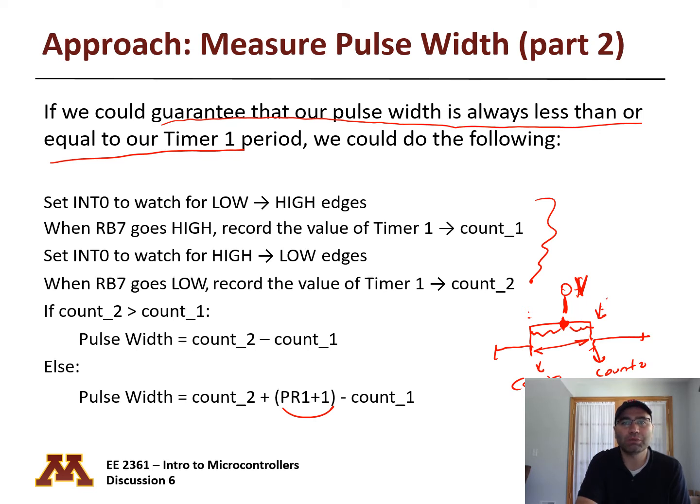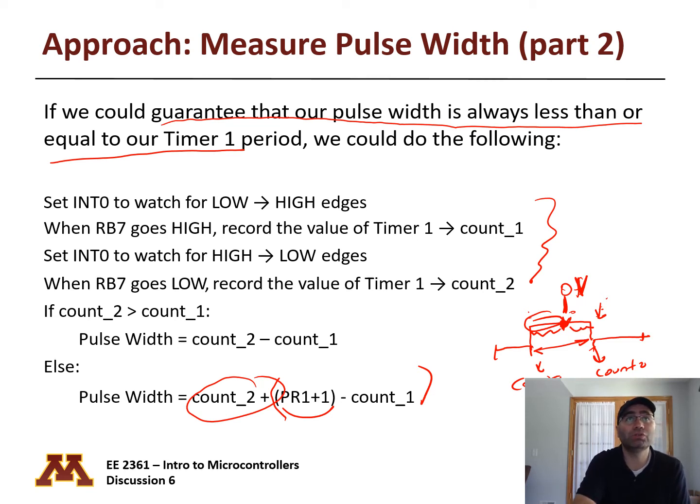So first we subtract overflow from count 1, that gives us this distance, and then we add count 2, because at this point it starts from 0 and it reaches count 2 at this point, so we add count 2, okay? So that's how we can calculate pulse width.